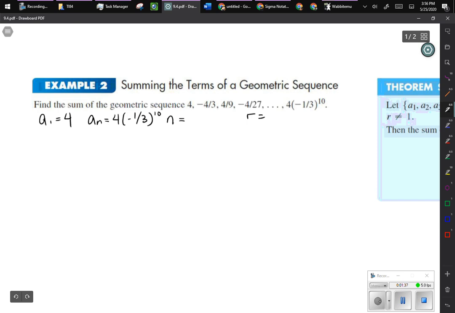Our common ratio is pretty easy. As you can see, the first number is a 4, and then every subsequent number gets multiplied by negative 1/3. What would our n be? How many terms do we have?